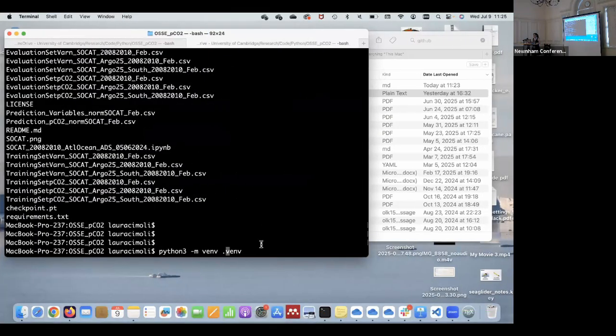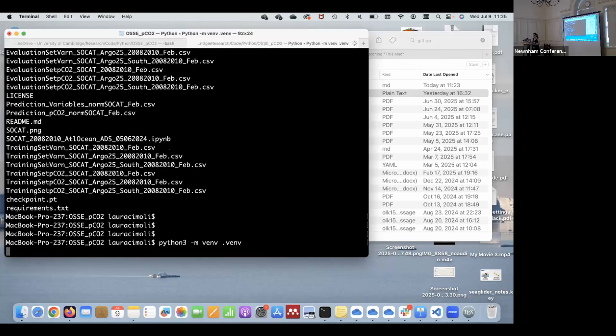Well, I do have an issue, so I'll show you what the error you might get is and how to fix it. So if you want to create a virtual environment and you just do it with, I guess, with, yes.